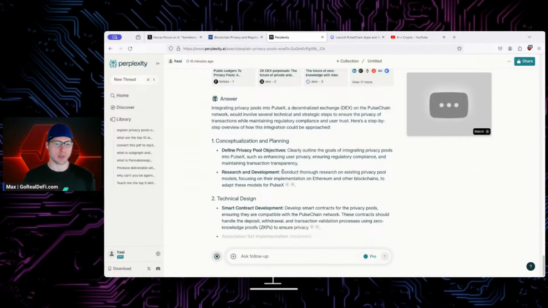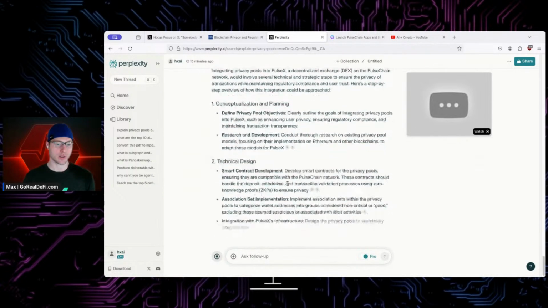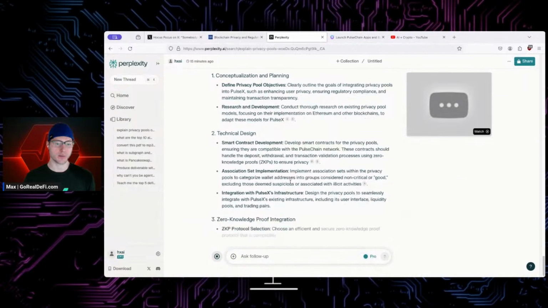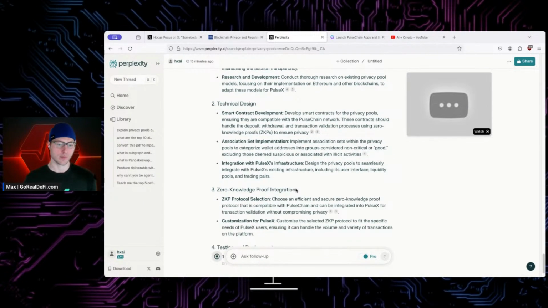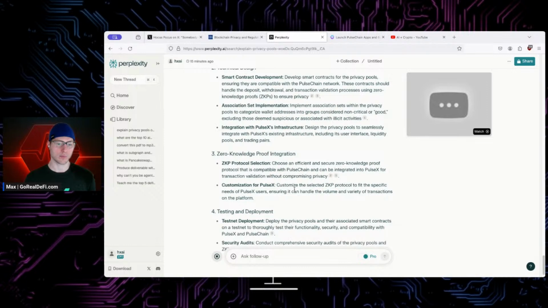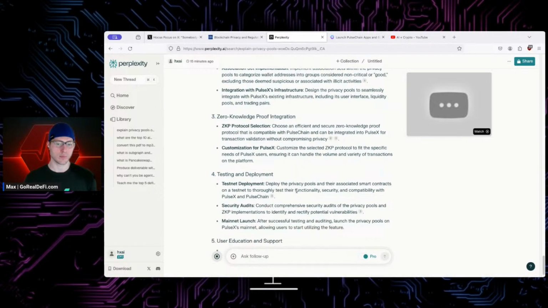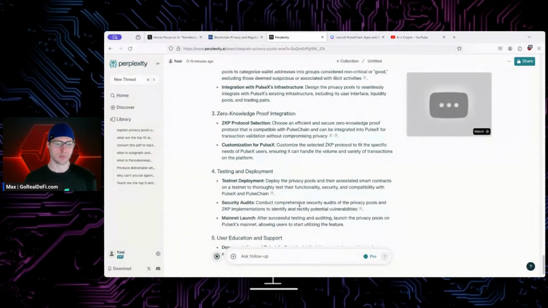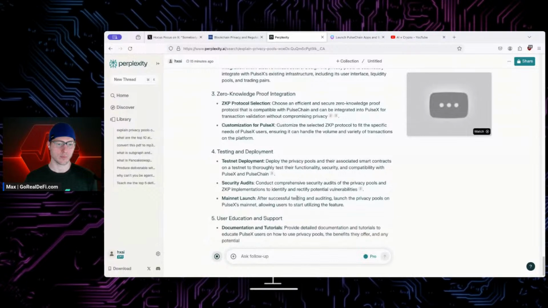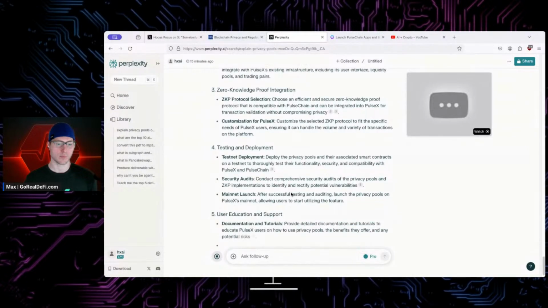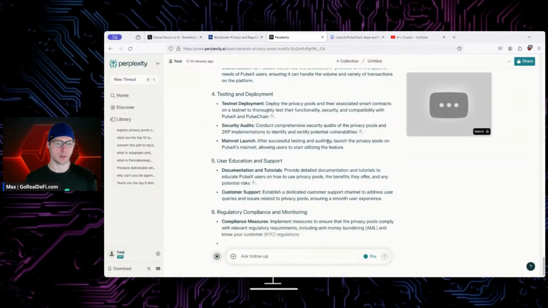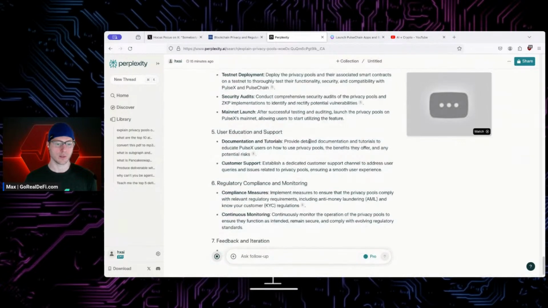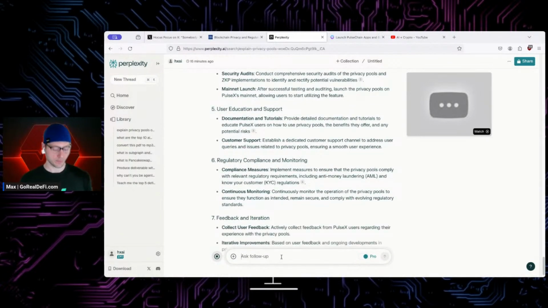So once we have the stuff and the contracts, get to the part where you're actually integrating. We need audits. Let's see. Okay, that wasn't super helpful.